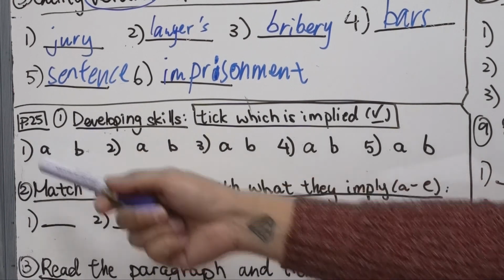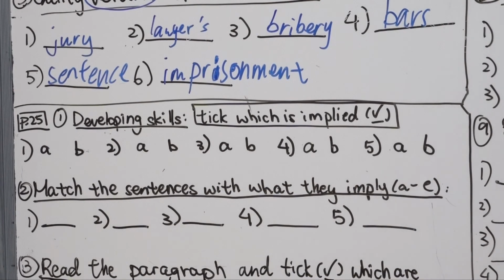So number 1, let's read the sentence, okay? The judge sentenced him to life imprisonment. That means for his whole life he will stay in prison, right? So the judge sentenced him to life imprisonment. A, he had been found guilty of a serious crime, right? Opposite of minor. Or B, he was unfairly treated by the judge.